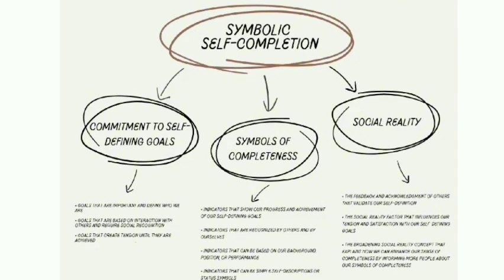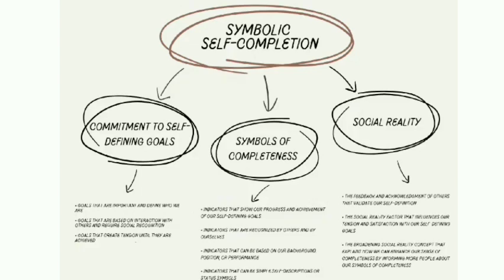The theory has three main concepts. These are commitment to self-defining goals, symbols of completeness, and social reality. Commitment to self-defining goals. This means that we have some goals that are very important to us and define who we are. These goals can be related to our roles, for example, being a parent, teacher, and athlete, or our attributes, such as being intelligent, creative, and friendly. We feel motivated to pursue these goals and achieve them.